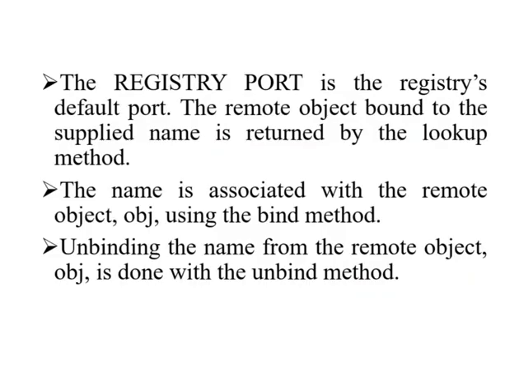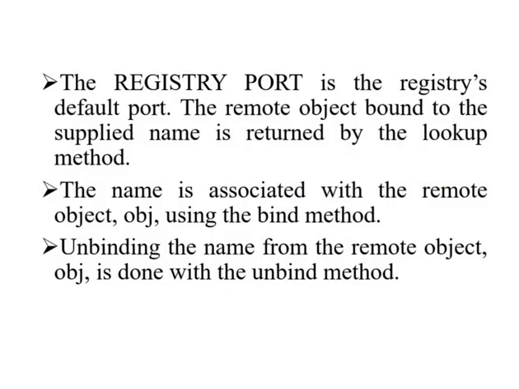The name is associated with the remote object using the bind method. The AlreadyBoundException is thrown if the name is already linked to an object. The name is associated with the remote object using the rebind method. Any prior name bindings are discarded.